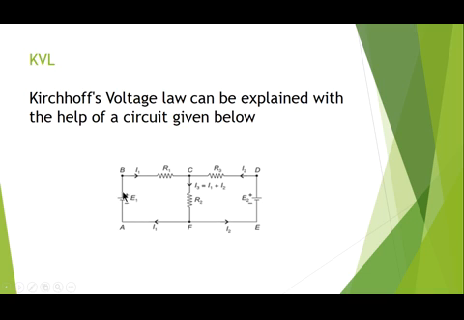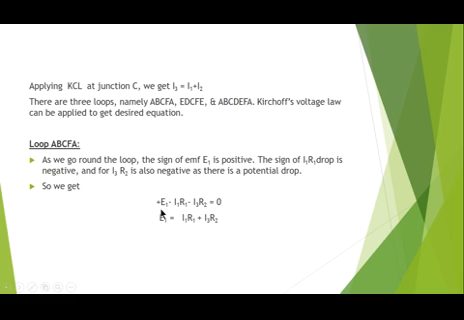In this loop, E1 is a voltage which has a positive drop, and I1 R1 is a negative voltage drop. Similarly, I3 R2 also has a negative voltage drop. That is mentioned here: plus E1 minus the voltage drop across R1, which is I1 into R1. We know Ohm's law, V is equal to IR. That's why here V1 is equal to I1 into R1, minus I3 into R2. That means the current flowing through resistor R2 is I3. So I3 into R2 equal to 0.